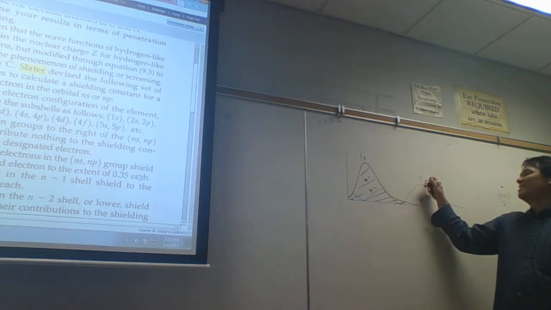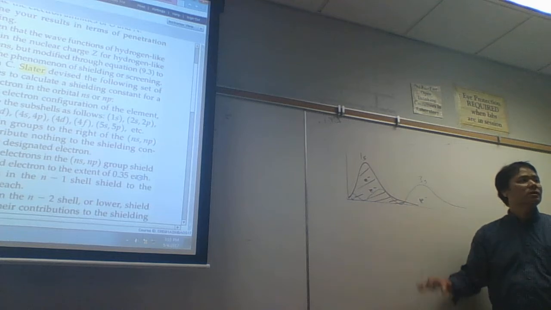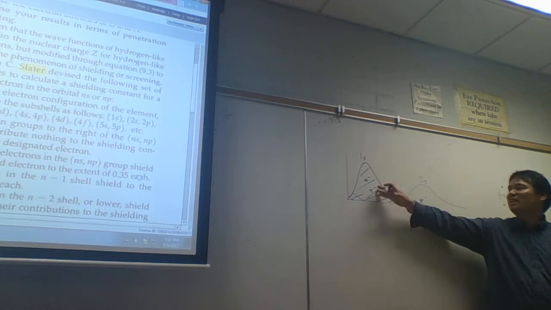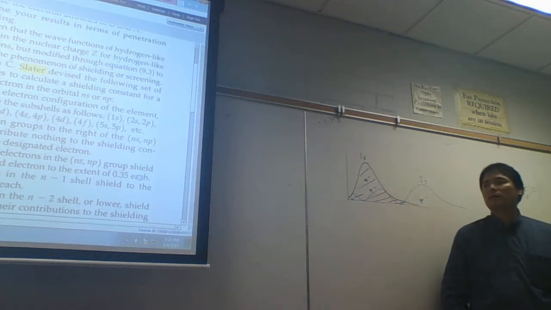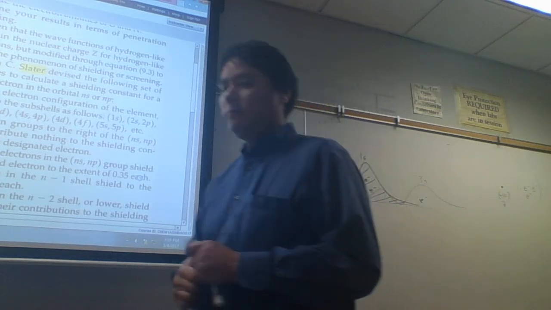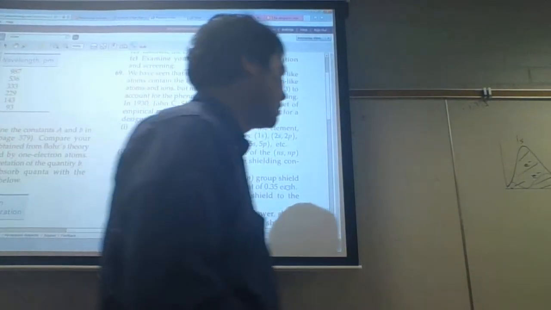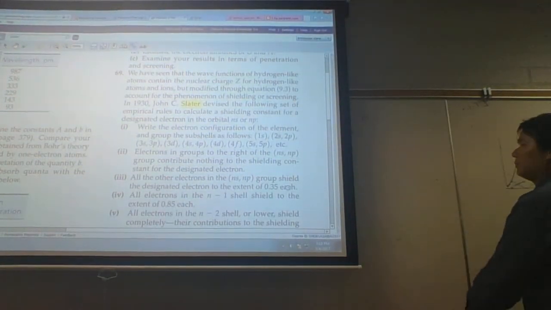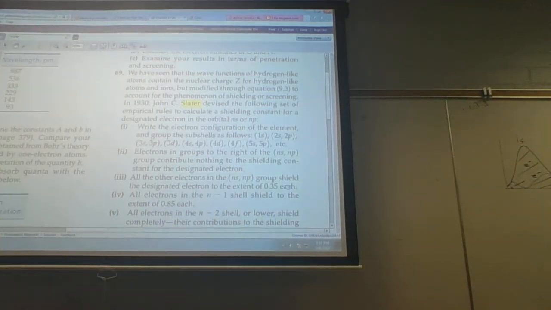Also, this is 3s. The 2s electrons will also shield. What do you think is better at shielding, the 1s or the 2s? The 1s. And so we could figure this out quantum mechanically, but a person named John C. Slater came up with Slater's rules. Slater's rule, this is not Slater's law, it's Slater's rule.